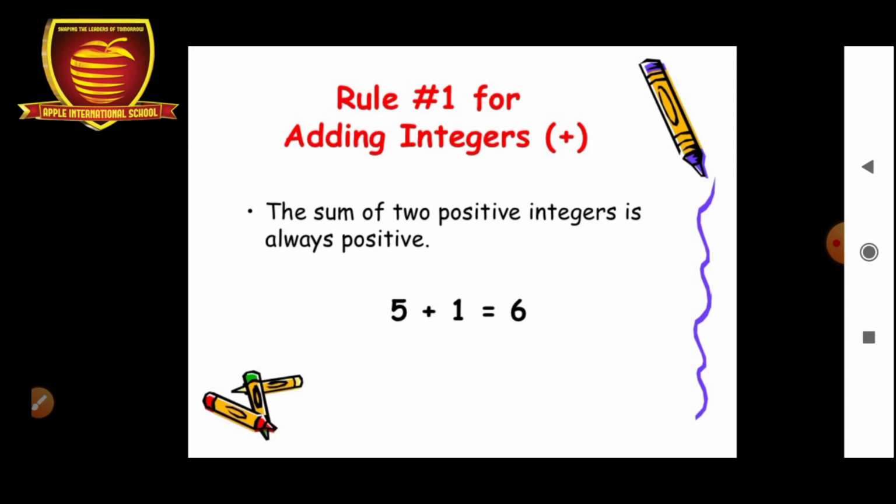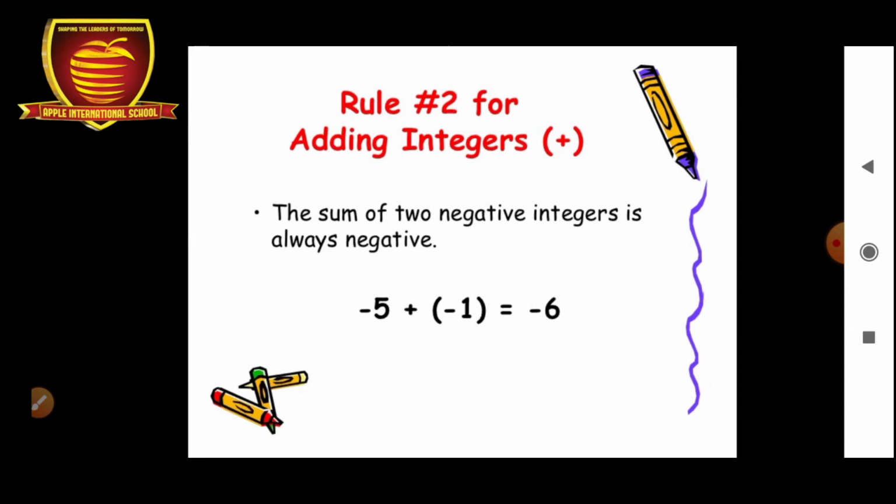First of all we will discuss the first rule for adding integers. The rule is that the sum of two positive integers is always positive. For example, 5 and 1 both are positive integers. When we add 5 and 1, the answer is 6. Again, 6 is also a positive integer. So the sum of two positive integers is always positive.